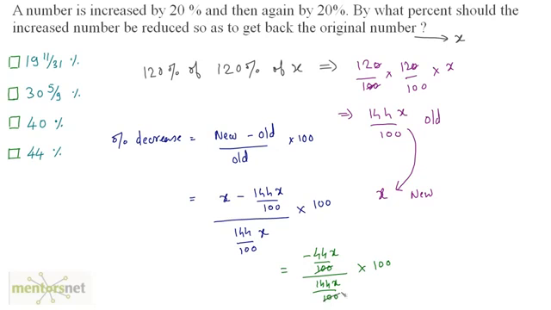So these hundreds get cancelled out, and these x also get cancelled out. What remains is minus 44. Let's ignore the minus right now. 44 by 144 times 100. I'm not going to solve it, to save time. If you solve this, you'll get the right answer: 35 by 9%. So option B is the right answer.